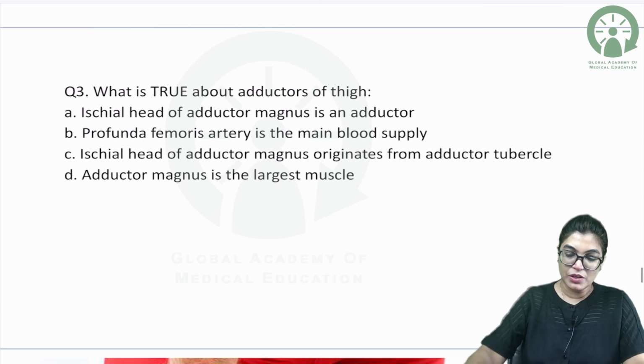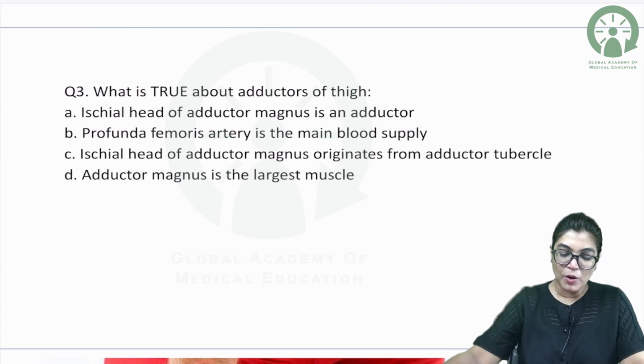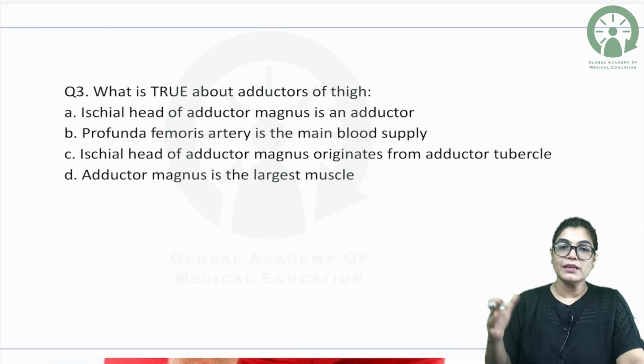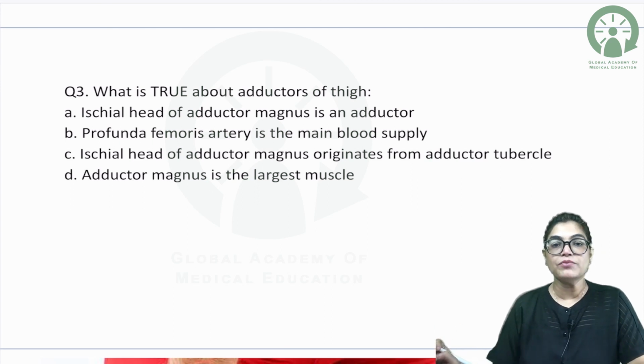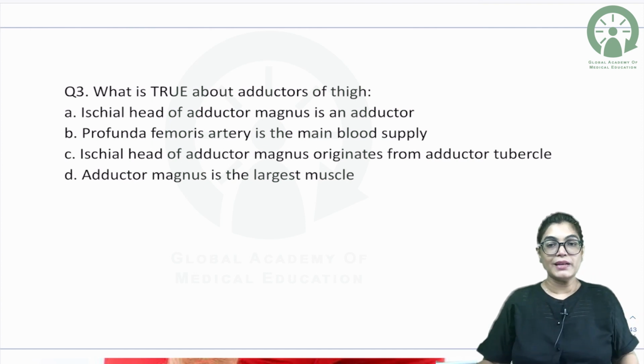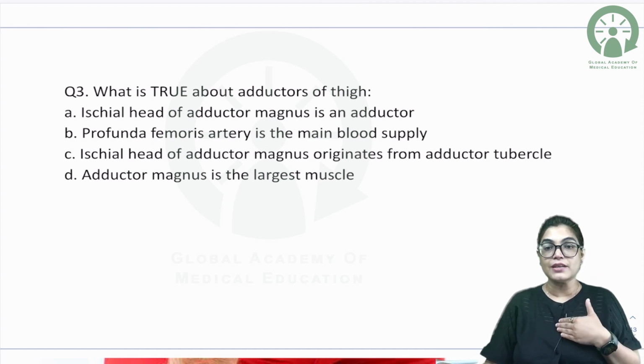Coming to the third MCQ: which of the following statements is true about the adductors of the thigh? The options are: ischial head of adductor magnus is an adductor part; profunda femoris is the main blood supply; ischial head of adductor magnus originates from adductor tubercle; adductor magnus is the largest muscle.